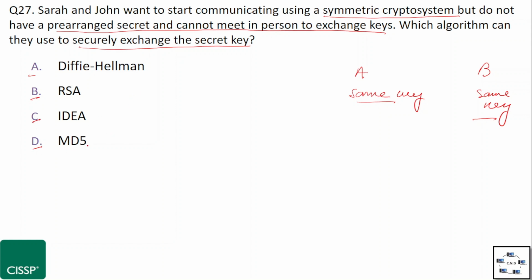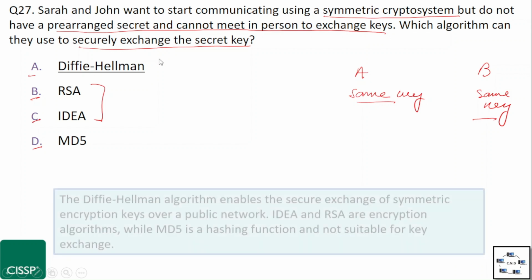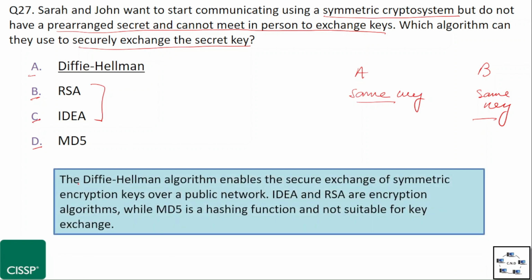So MD5 is basically a hashing algorithm. It is not used for exchange of keys. These are also encryption algorithms. So the correct term is Diffie-Hellman key exchange. This is the most popular key exchange algorithm. The Diffie-Hellman algorithm enables the secure exchange of symmetric encryption keys over a public network. IDEA and RSA are encryption algorithms, while MD5 is a hashing function and not suitable for key exchange.